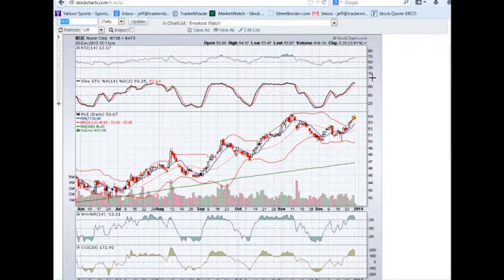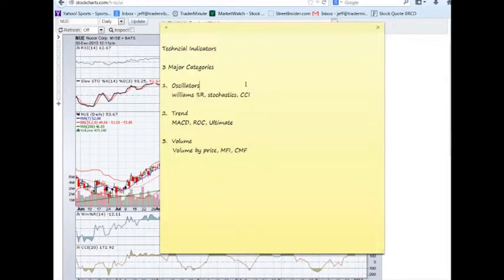They are measuring whether the stock price is high or low relative to its past history. That's what an oscillator is. Oscillators measure whether the stock price is high or low relative to past history. And that's it.